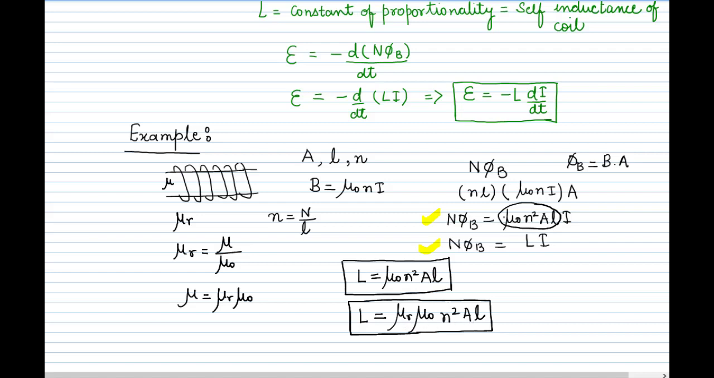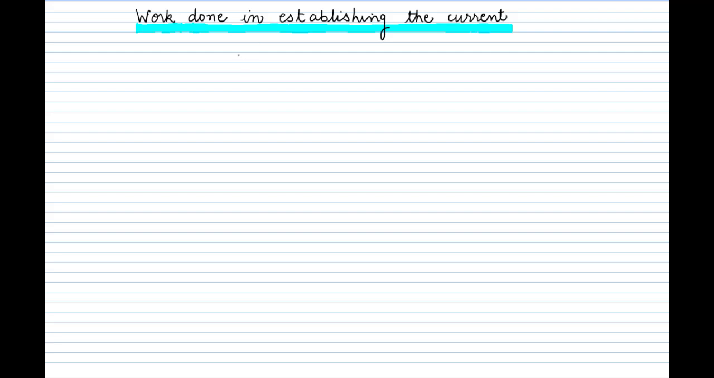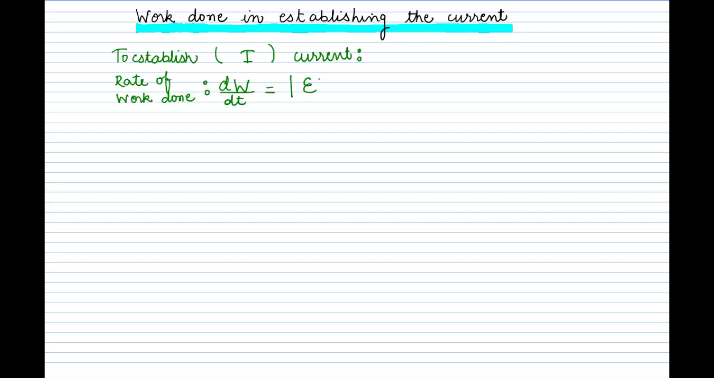So from here we can see that this EMF is working against the change in the magnetic current, or the production of magnetic flux. So if the current is being established, that means we have to work against the EMF. Now we have to calculate the work done against the EMF in establishing the current. How can we calculate that work? If we want to establish the current I at any instant in a circuit, then the rate of work done is given by the EMF into the current I.